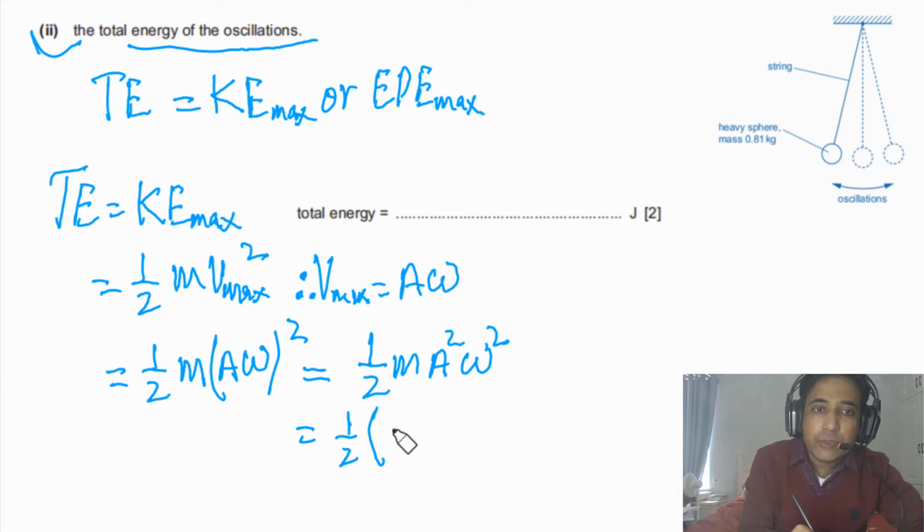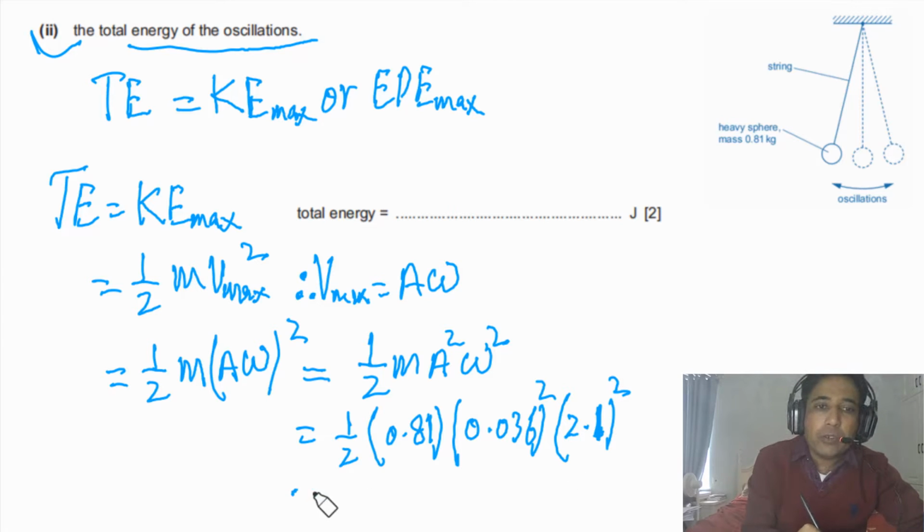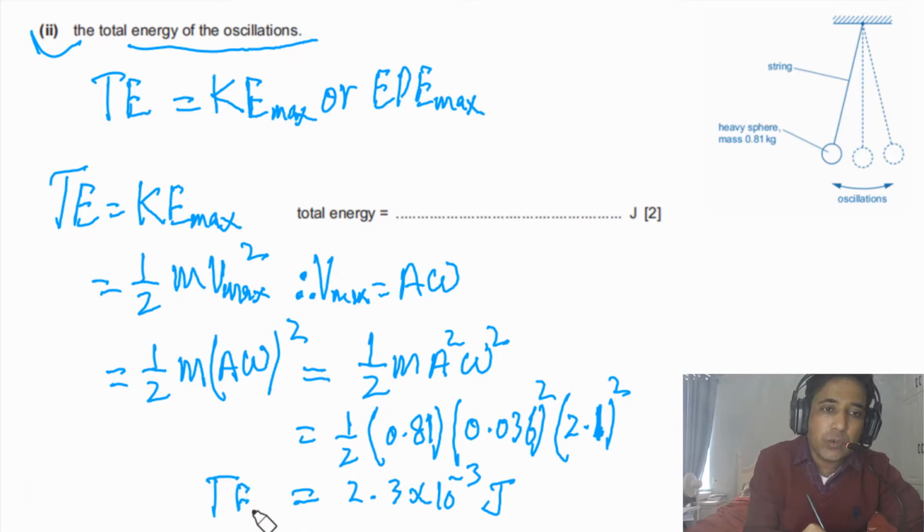The value of mass is given to us in the question, that is equal to 0.81 kg, and the value of amplitude is also given to us, that is equal to 0.036 meters, and the value of omega we have just calculated, that was equal to 2.1 radians per second. Now if we simplify, we will get in this case 2.3 times 10 to the minus 3 joules. So this is the total energy of oscillations, meaning the maximum energy.